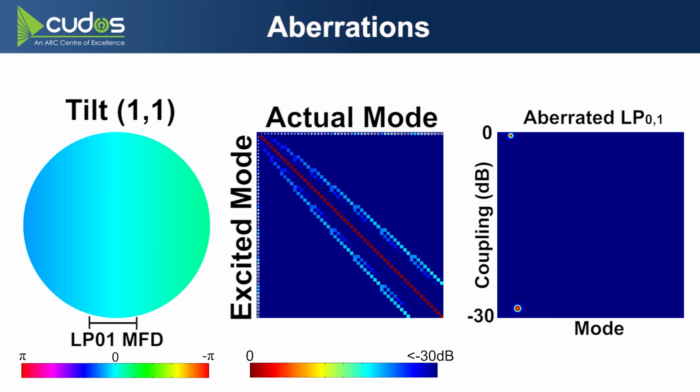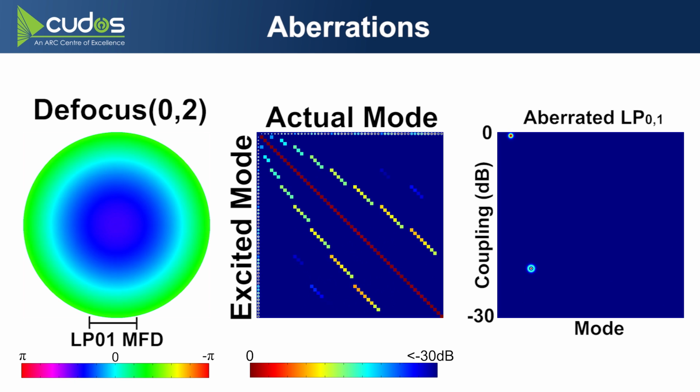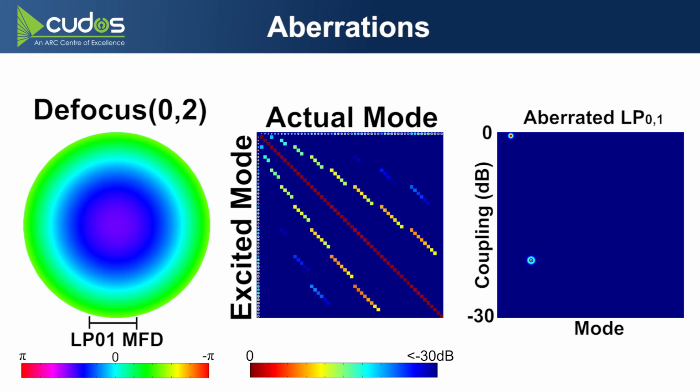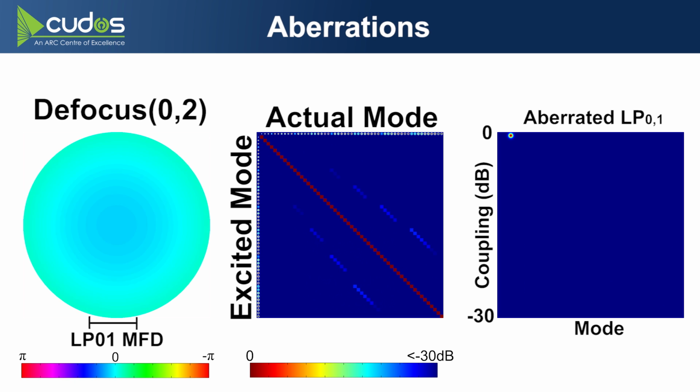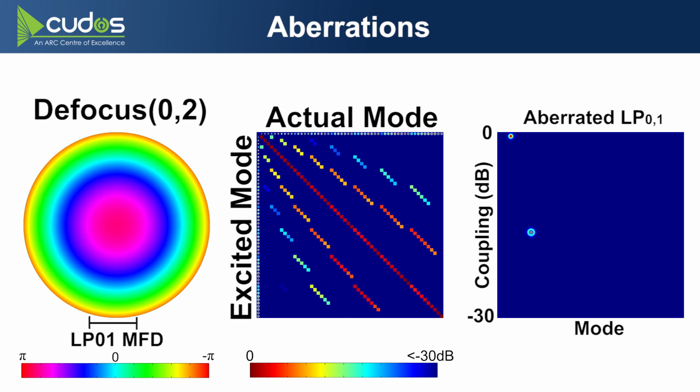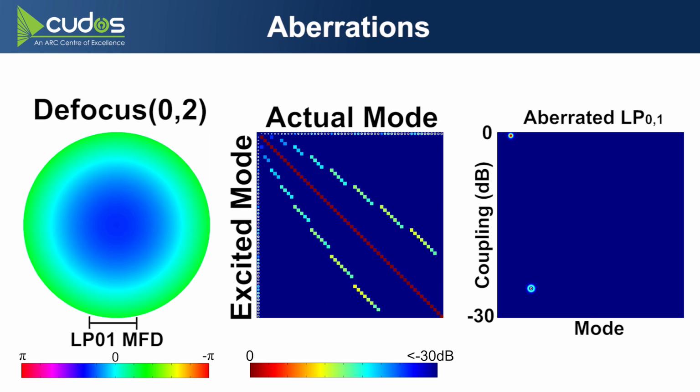Defocus isn't really an aberration either. If you move your fiber in the Z-axis in and out, that should go away as well. But we can see that if you are out of focus, modes of similar symmetry start to get coupled together. LP11 starts to excite LP02, LP03, etc.